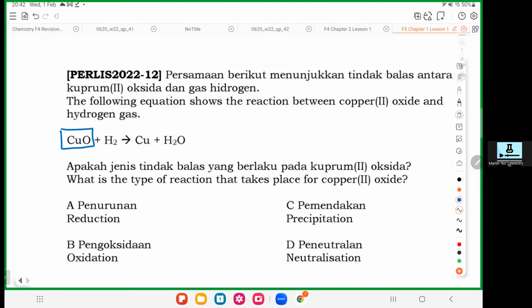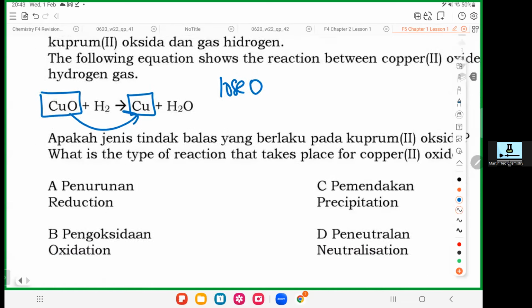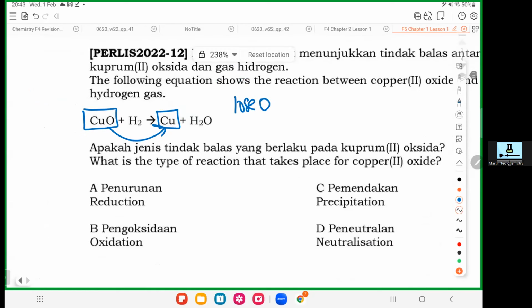When you want to know what happened, you must choose the right apple for it. Copper oxide compared with the apple, copper. Left hand side, this copper has O. Right hand side, this copper doesn't have O. So what happened here? Lose oxygen. So lose oxygen is what process? Anyone can type in the chat box to let me know. Lose oxygen is what process? Okay, fantastic. Lose oxygen is reduction. So the best answer is A. Quite easy, isn't it?